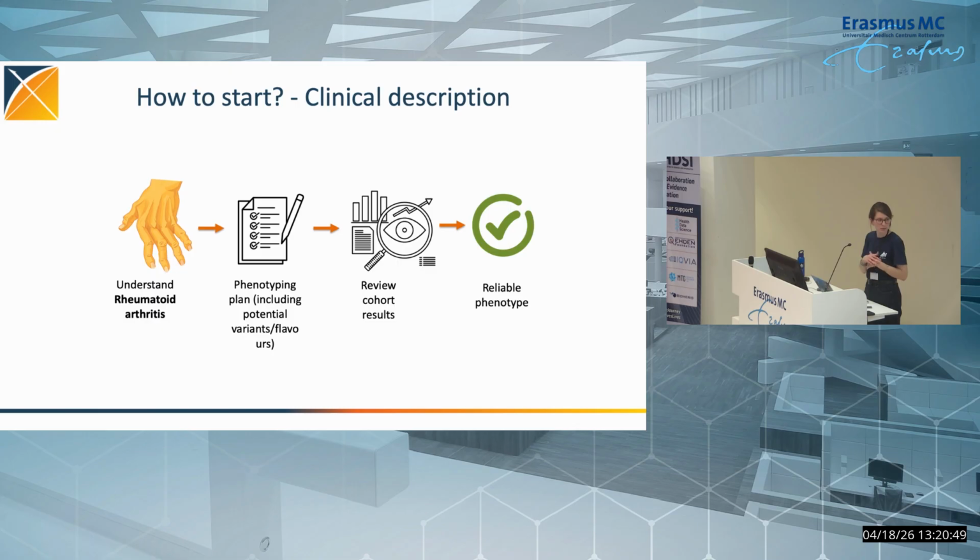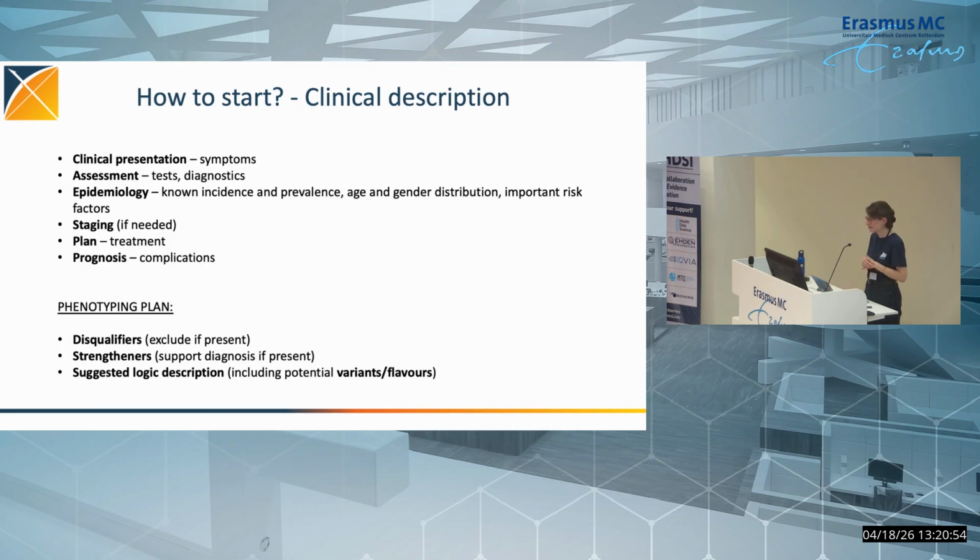So for this workshop, we will use the use case of rheumatoid arthritis. And just to explain briefly the sections of the clinical description, we need to understand the presentation of the condition, how the condition is diagnosed, some features from the epidemiology, the incidence, the prevalence, age and sex distribution, important risk factors, how the disease is treated, and information related to the survival, complications, and all of this is what we will be using for the phenotyping plan.